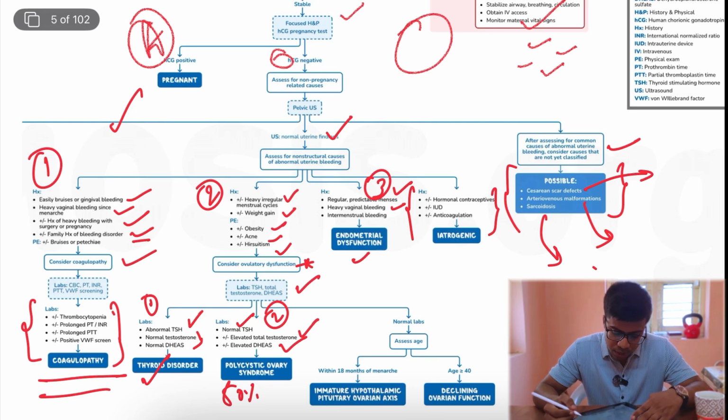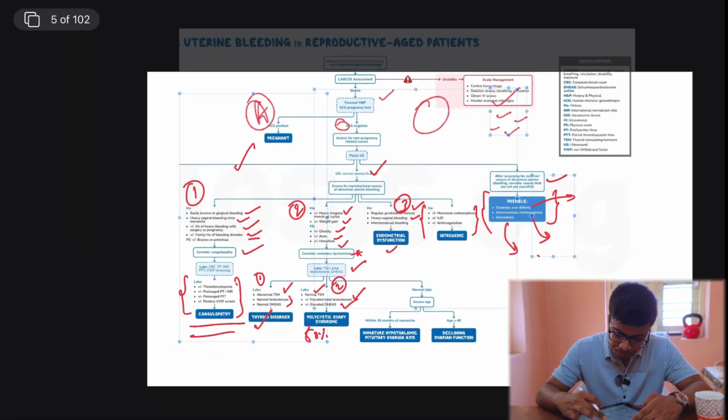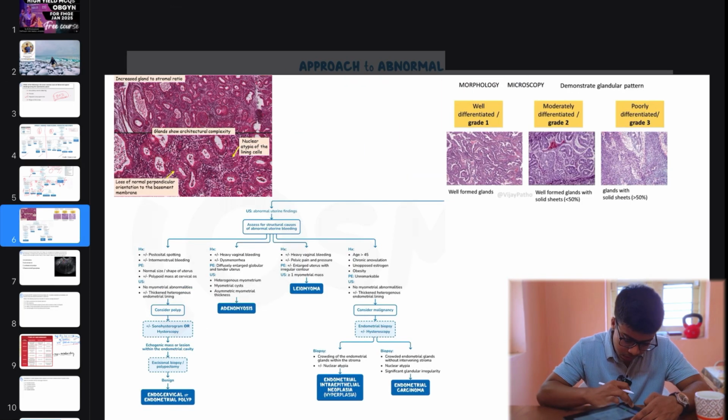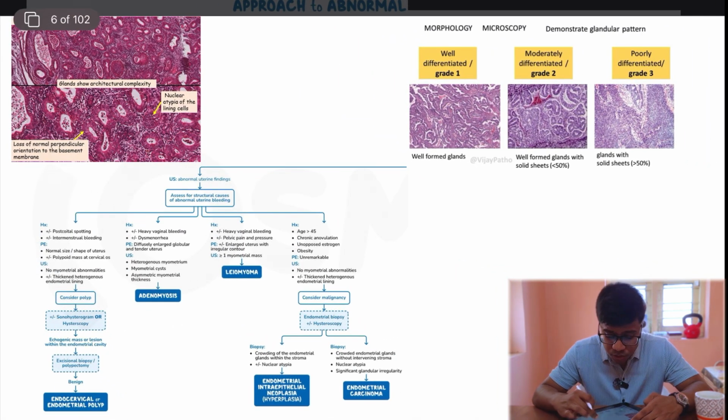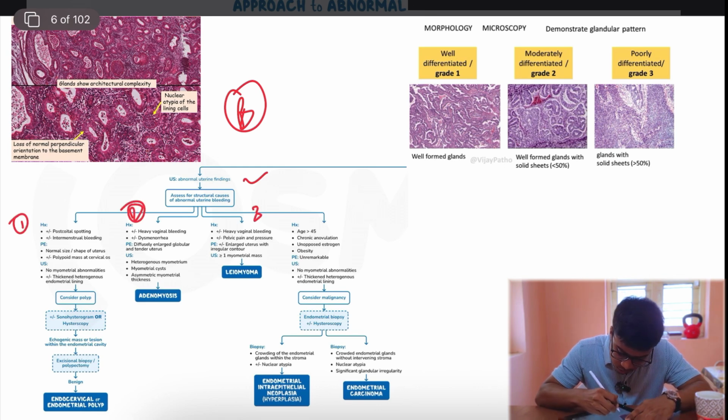So this is part A. That was part A, guys. Let's move on to part B. Part B is very, very important because of abnormal findings. In this case, we will be having 4 cases.